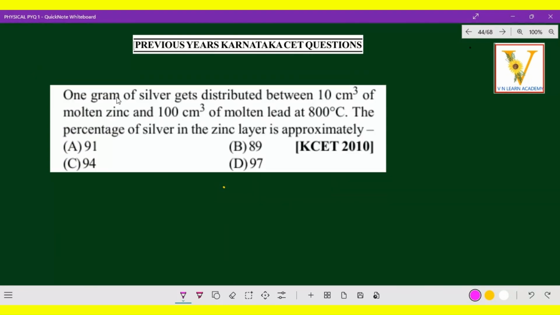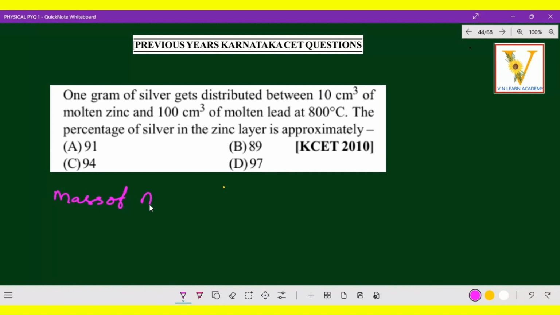And 1 gram of silver gets distributed between 10 cm cube of molten zinc and 100 cm cube of molten lead at 800 degrees Celsius. The percentage of silver in the zinc layer is approximately. Actually, this question is going around the neck. Come on, let us find the answer. Now, let us assume that the value of silver.